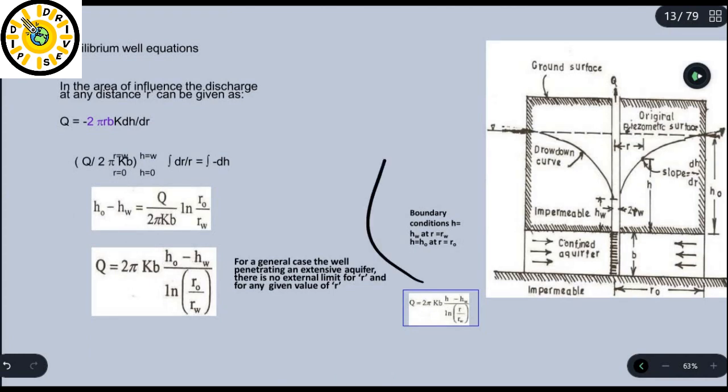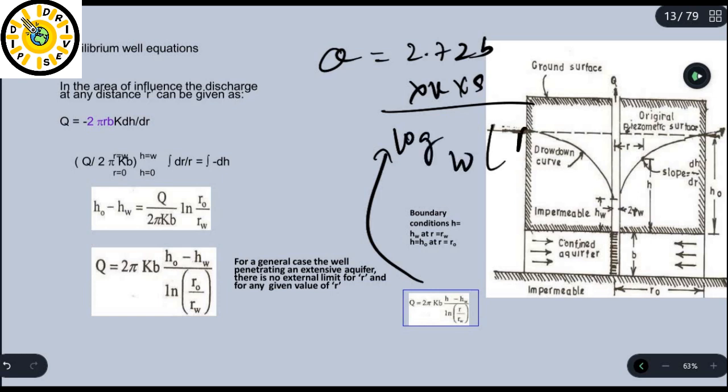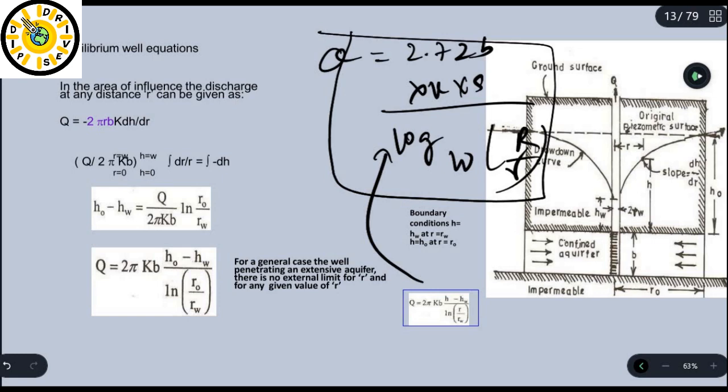So actually, this is the formula: Q will be 2.72B something into K into S log10 R by R, normally. Numericals should be asked appropriately, because you have to take the thickness of the well. Storativity should be given, radius of influence should be given, so that you can apply it and find the amount of discharge and the radius of influence. This is actually the formula.